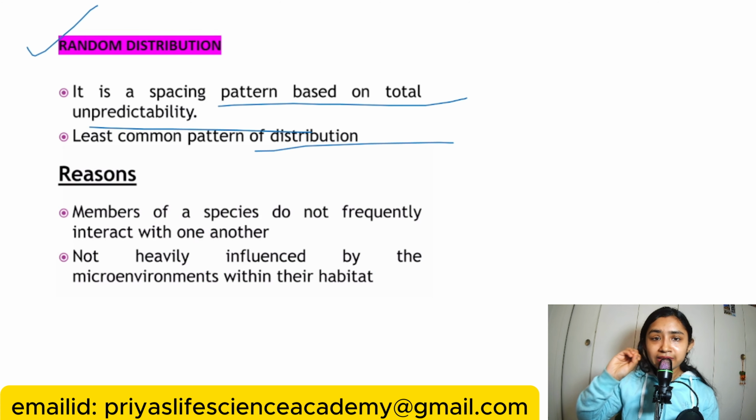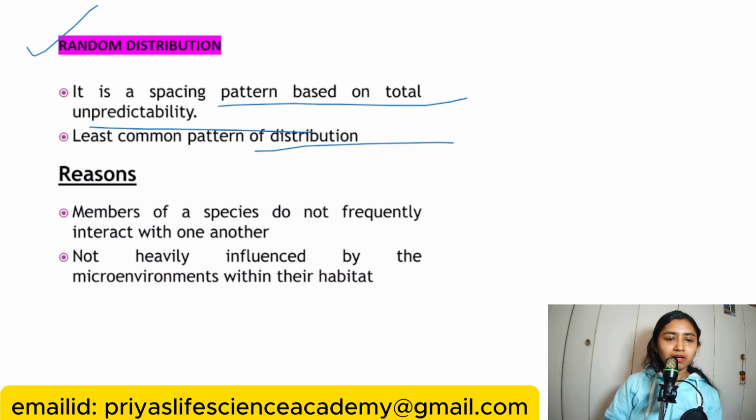So the individuals of the population don't have to bother about where the resource is, and we don't have to stay together or be clumped together, or maintain a uniform distance, because resources are freely distributed everywhere in the environment, so they can be distributed randomly. But such a case doesn't happen in reality. The reasons: members of the same species do not frequently interact with one another and are not heavily influenced by the microenvironments within their habitat. So resources are abundant and freely distributed everywhere.